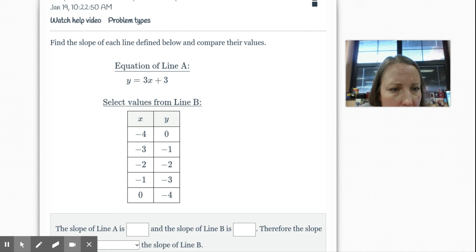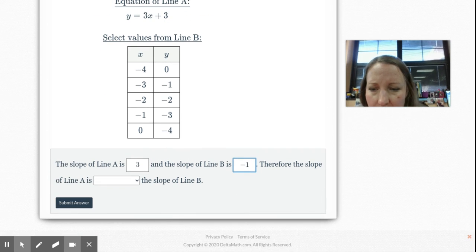So -1 minus 0 is -1. And -3 minus a -4 is -3 plus 4. -3 plus 4 is 1. -1 over 1 is -1. So the slope of line A is 3. And the slope of line B was -1. Therefore, the slope of line A is greater than, because 3 is greater than -1.